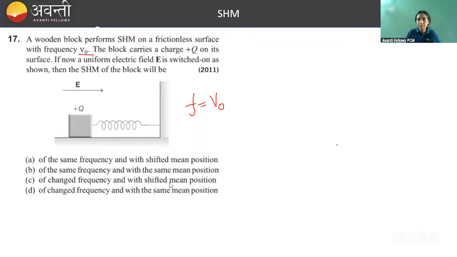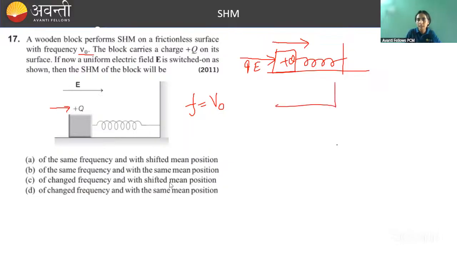So let's talk about the moment we switch on the electric field on this plus Q charge, which is resting on the body. When you switch on the electric field in this direction, what will happen? On this charge, force will act in the direction of the electric field. It is attached to the spring, so it will get compressed by a certain distance. It will lie on this surface, compressed like this.